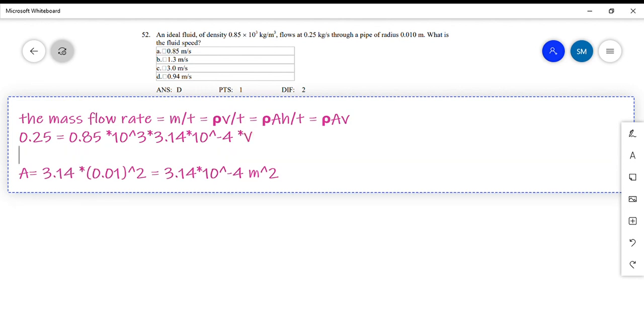All of these, after you solve this manually or by the calculator, you will find the velocity is equal to 0.8494, I'm sorry, meter per second. So the answer is D.